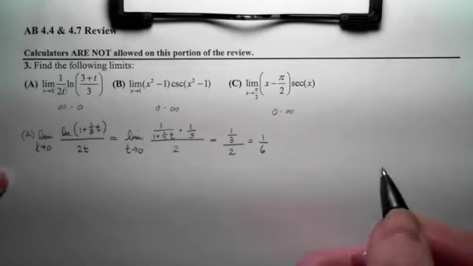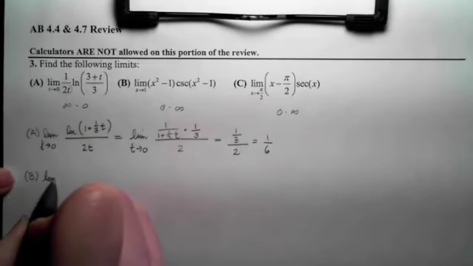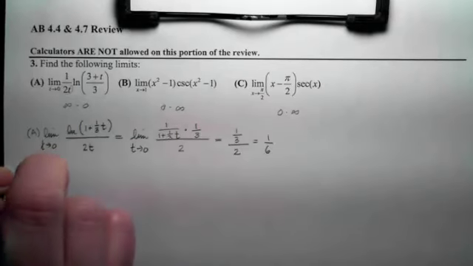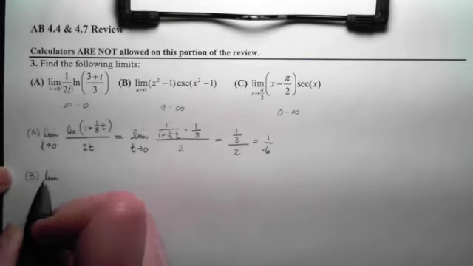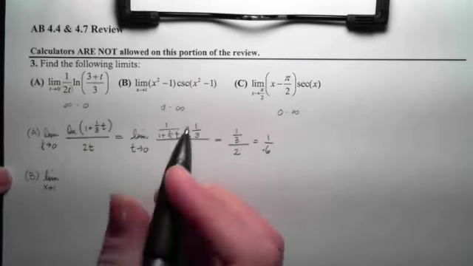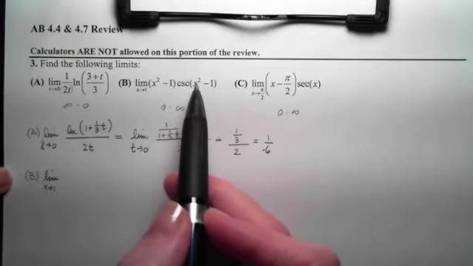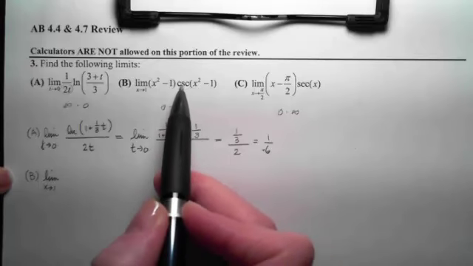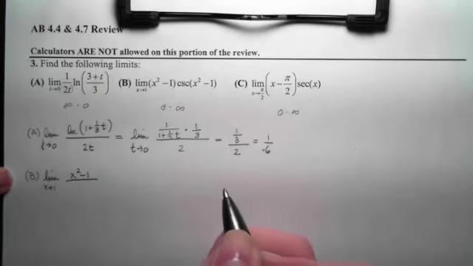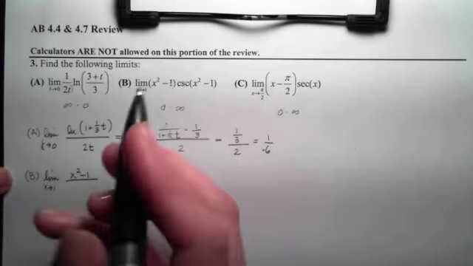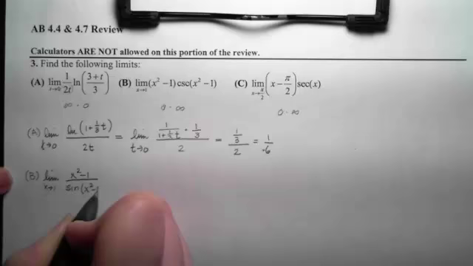If we look at part B, this one is not quite so obvious. With part B, I need to create a fraction. So I can create a fraction by either putting the reciprocal of x squared minus 1 on the bottom, or by putting the reciprocal of cosecant on the bottom. Well, the reciprocal of cosecant is sine, and I would actually rather work with a sine than with the cosecant. So that's the choice I'm going to make. I'm going to leave the x squared minus 1 on top, and I'm going to rewrite cosecant as 1 over the sine of that x squared minus 1.